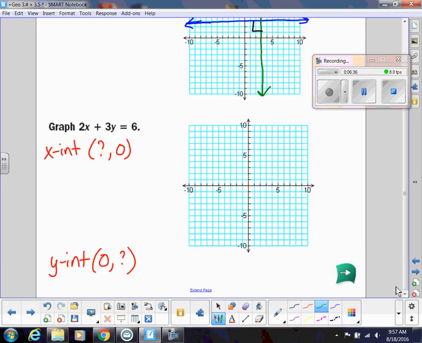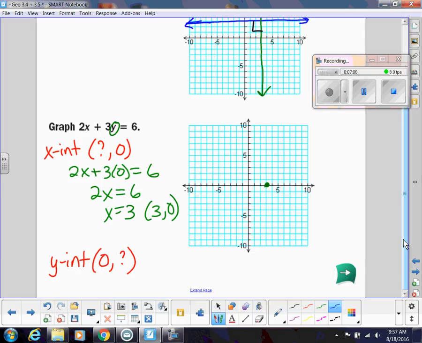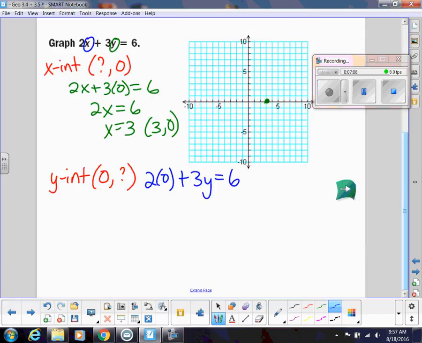The x-intercept, I'm going to be plugging 0 in for the y. So that's going to be 2x plus 3 times 0. So you might have also heard cover-up method. All right, so that's the same thing. So that we have an x-intercept of (3, 0). Okay, for the y-intercept, I'm plugging in 0 in for x. So that's 2 times 0 plus 3y. So that's 0. So that means that I have 3y equals 6. So y is equal to 2. So that means I have the point (0, 2).